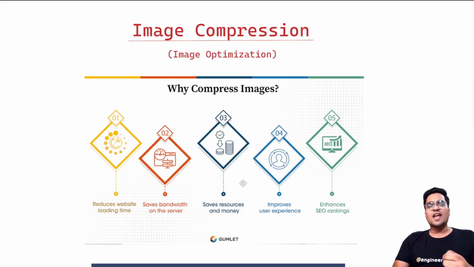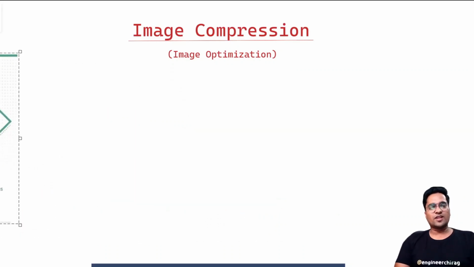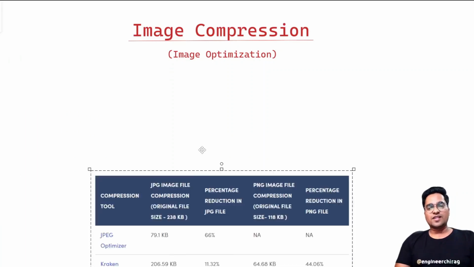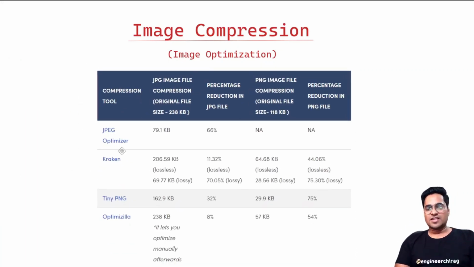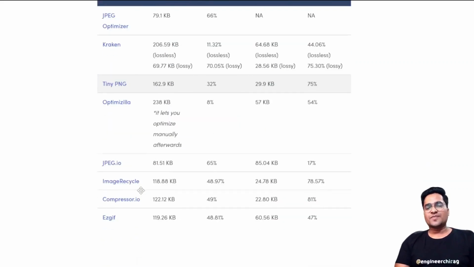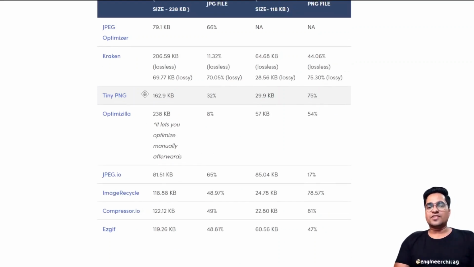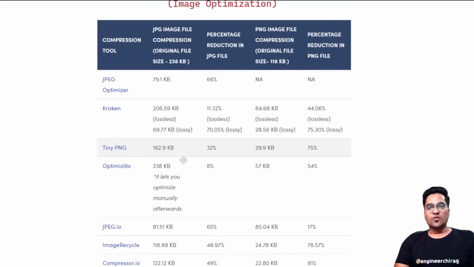So whenever you get those assets, make sure they are compressed properly. If not, you can do it yourself. You don't have to depend on the designer. How to leverage that? There are so many options available online, like JPG optimizer, Kraken, TinyPNG, Optimizilla, Zepec.io, compressor.io. There are so many online compressors available which will give you a technique to optimize.